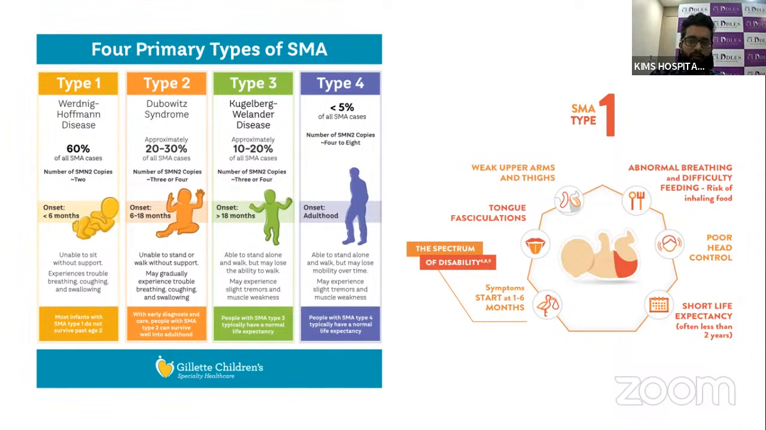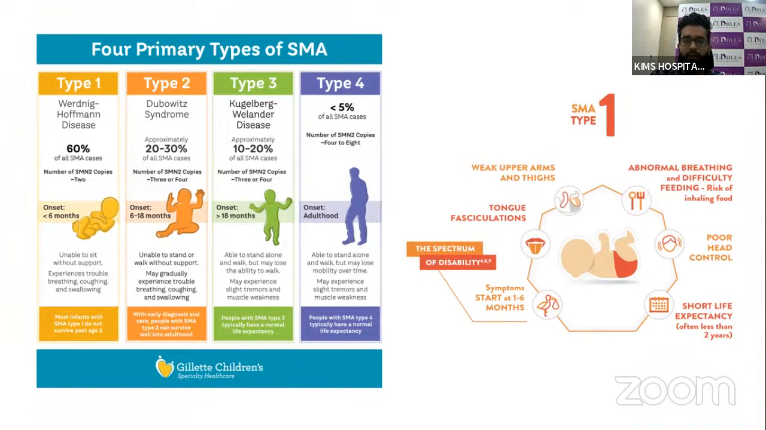For the anterior horn cell, I'll just have a quick overview of SMA. We have four types of SMA, and type 1 is Werdnig-Hoffmann disease, which is the most common one, which you usually see in early infancy, that is from less than 6 months. Type 1 SMAs will never sit. Type 2 SMA is basically Dubowitz syndrome. These children will eventually sit but never walk.